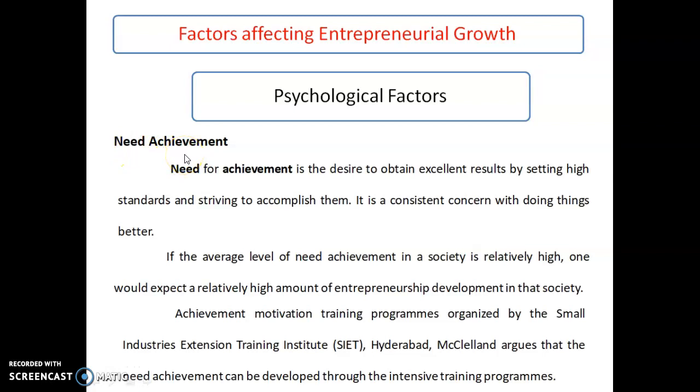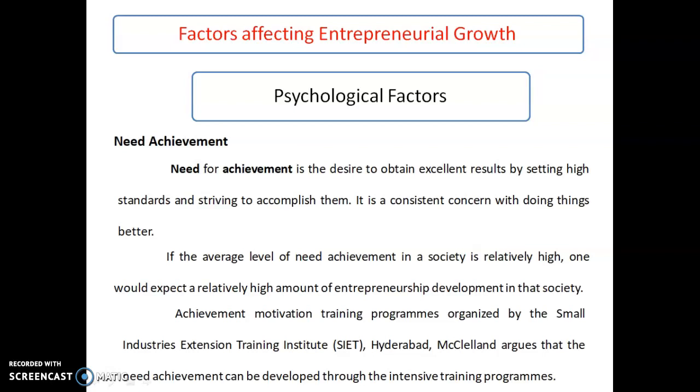There is a famous theory with regard to need achievement: the need achievement theory of entrepreneurship. Need for achievement is the desire to obtain excellent results by setting high standards and striving to accomplish them. It is a consistent concern with doing things better. So if the average level of need achievement in a society is relatively high, one would expect a relatively high amount of entrepreneurship development in the society.